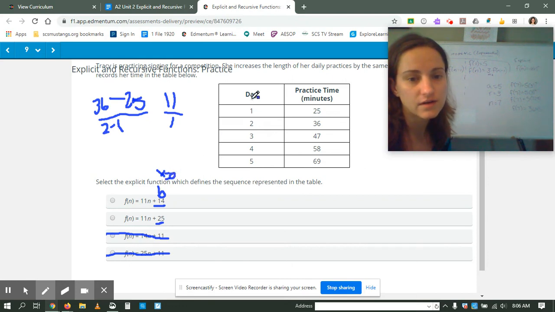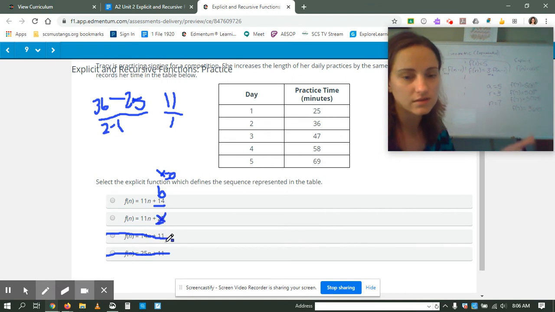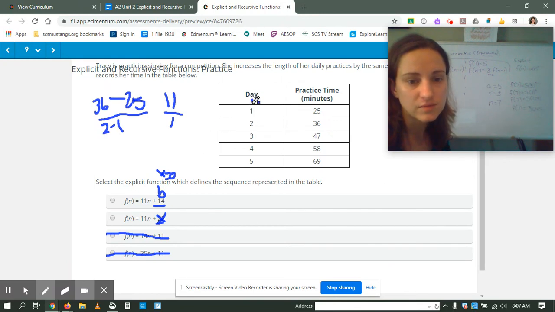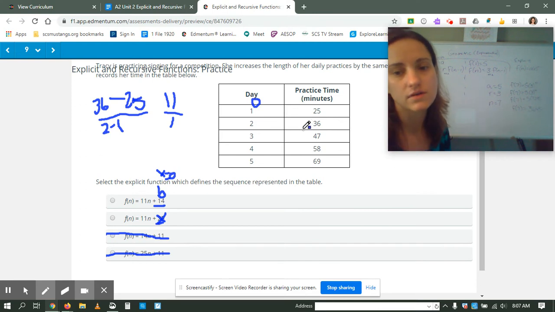So if we look, day 1 is 25. So the y-intercept, where the graph crosses the line, cannot be 25. So we would need to think about what is day 0. What value do you have before that first day is over?